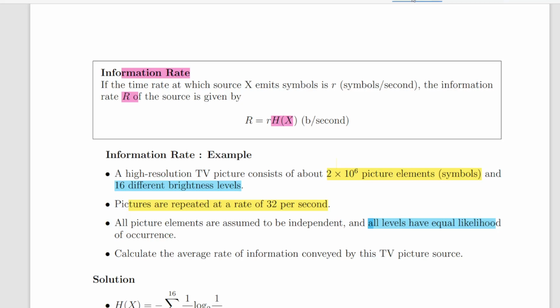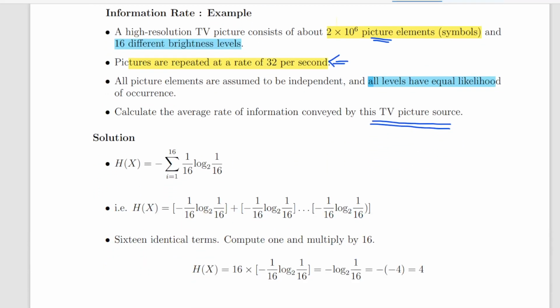This is a bit of a clue. It says the TV picture source, so that means we have to combine these two values. We have 2 million picture elements and each element gets refreshed at 32 per second, so overall we have 64 million symbols per second. That's 32 per second for each of the 2 million picture elements. That gives us our rate value for small r.